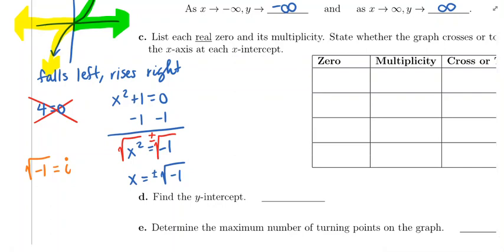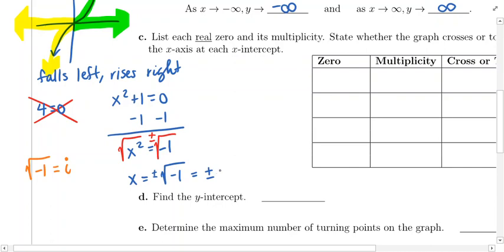Okay, so you have two imaginary zeros here. You've got the plus or minus out front, and then the square root of negative 1 is i. So positive i is an imaginary 0, and then negative i is an imaginary 0. Okay, and we're not going to put these in our table because we're only asked for real zeros. These are imaginary zeros. They don't physically show up on the graph.